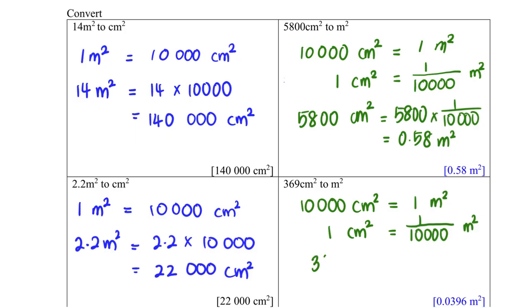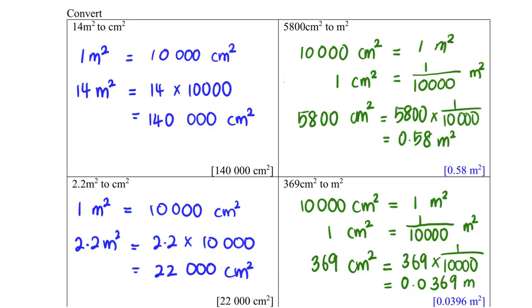And therefore I will be able to get my 369 cm square easily. I just need to multiply by this then. That will give me 0.0369 meter square. Okay, ignore this typo.